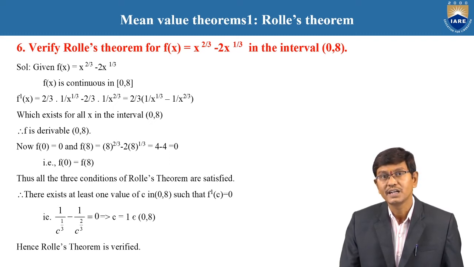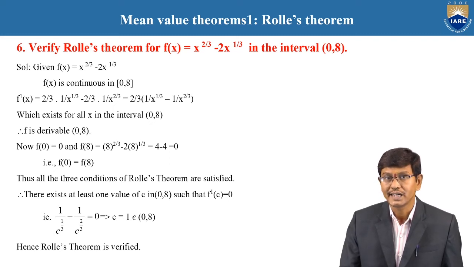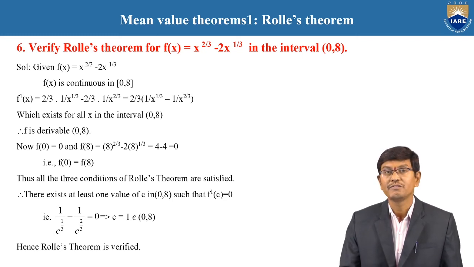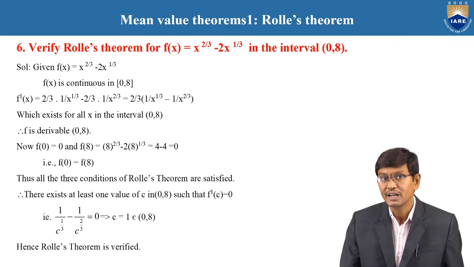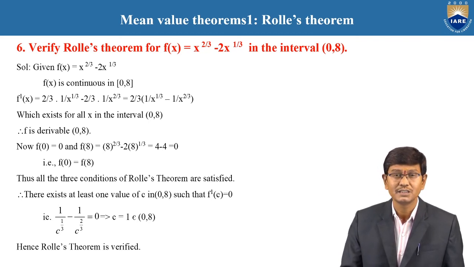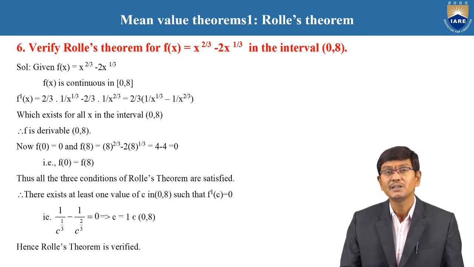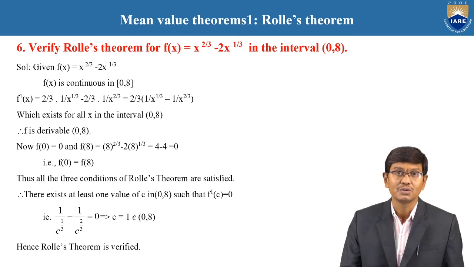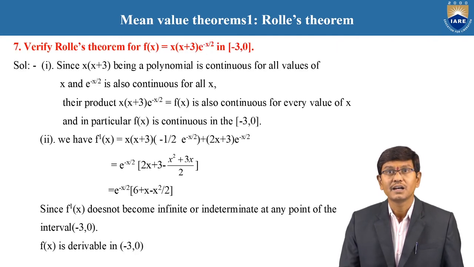Therefore, it is clear that Rolle's theorem is satisfied, because f is continuous in the closed interval, f is derivable in the open interval, and f of a is equal to f of b, and moreover, f dash of c is equal to 0. Then there exists c belongs to a comma b, so it is satisfied. Therefore, this function also satisfies Rolle's theorem. Next one, whether the function satisfies Rolle's theorem or not.